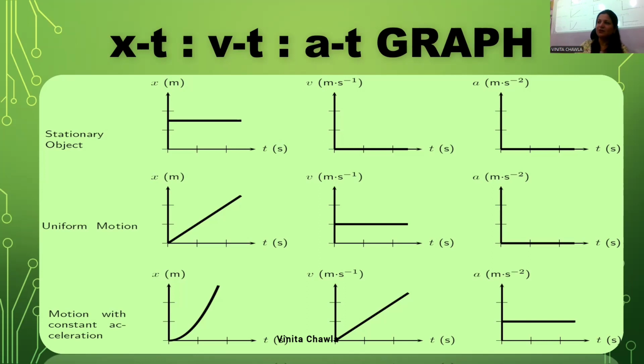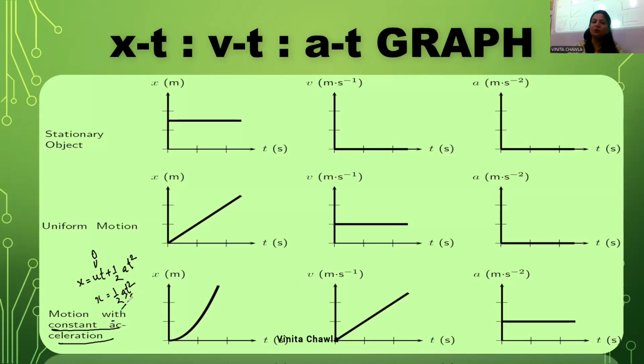Motion with constant acceleration, explain it. Sorry? The XT graph, yes, let me tell you. We know x is equal to ut plus half at square. If we are assuming the initial velocity u is 0, saying the object was at rest initially, then x is equal to half at square. We are considering the case where the object was at rest initially. If the acceleration is constant, it depends on half a and t square.